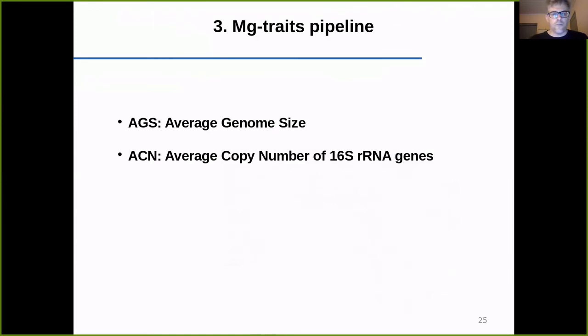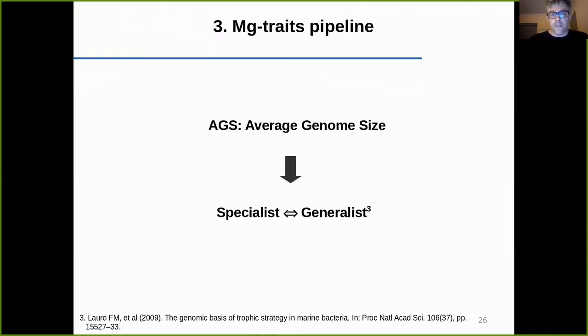AGS stands for average genome size, and ACN for average copy number of 16S rRNA genes. The average genome size can be used as a proxy to assess whether organisms behave more like specialists or generalists. The specialists are the organisms that have a reduced metabolic repertoire, and the generalists are the organisms that have a more diverse metabolic repertoire. They can metabolize many different compounds.